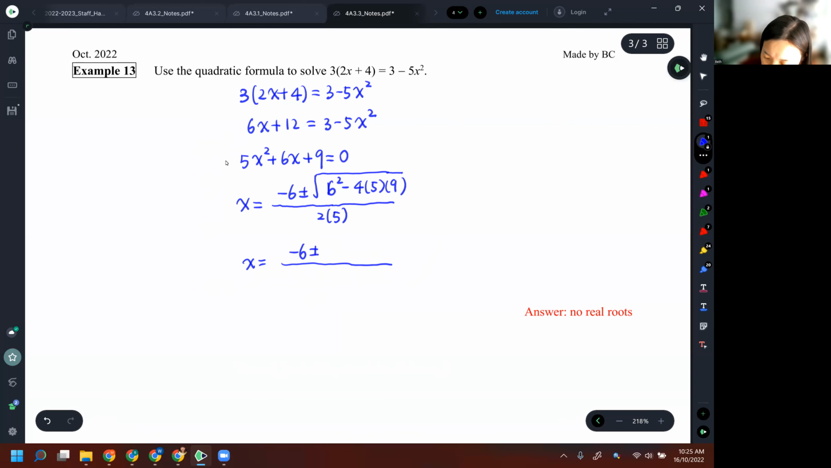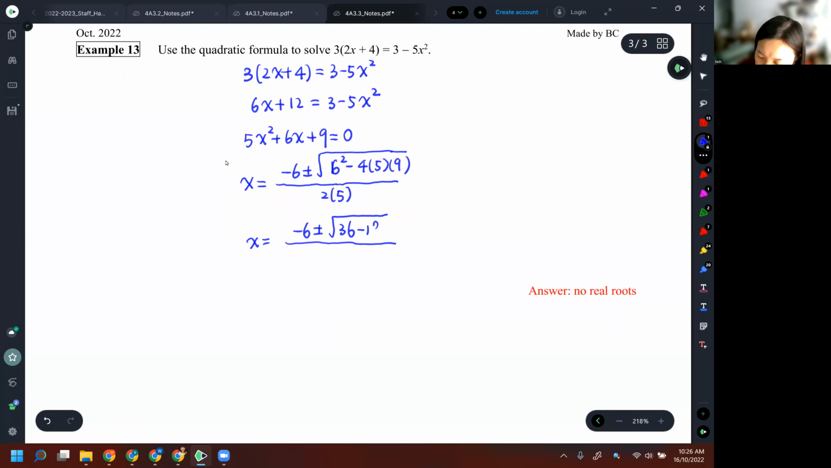X equals negative 6 plus or minus the square root of 36 minus 180, divided by 10. X equals negative 6 plus or minus the square root of negative 144, over 10.